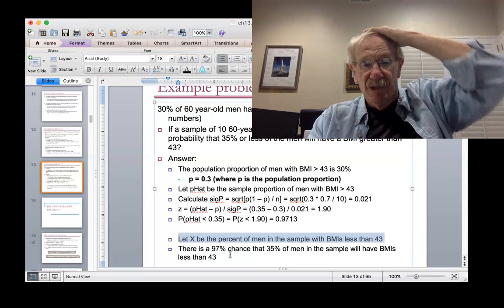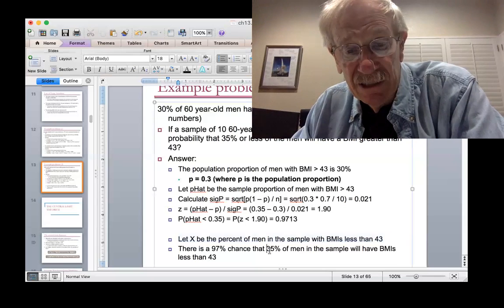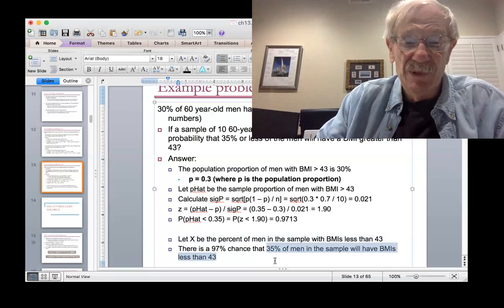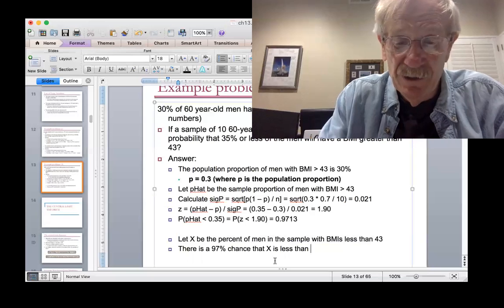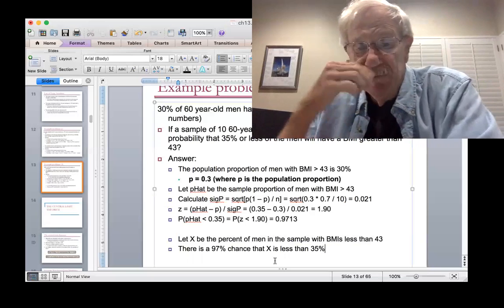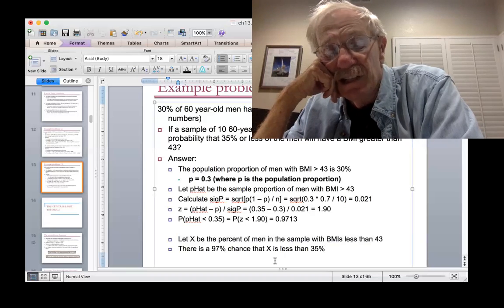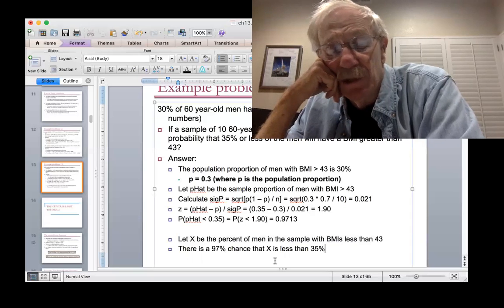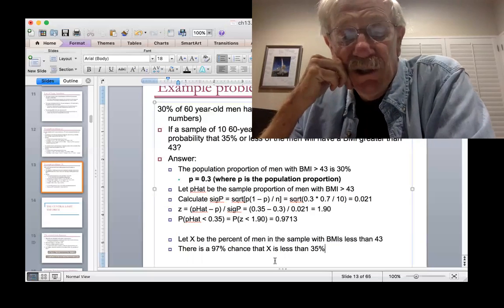Okay? What I'm trying to say in the next line is that there's an 87% chance that X is less than 35%. That's a lot to swallow, I think. So you have to tell me where you are so I can continue to explain, or I don't know where to go if you don't help me.